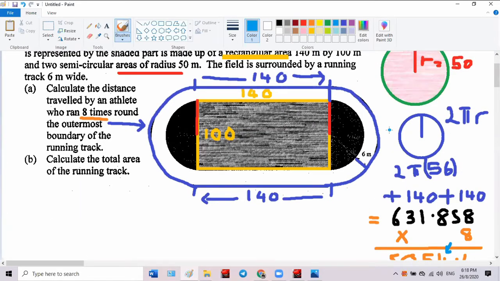Calculate the total area of the running track. How do you calculate the total area of the running track? Anybody know? You know what they're asking you? The area of the running track. Here is the area of the running track. I shaded it for you. Look, this is the area of the running track. It's from here to here.